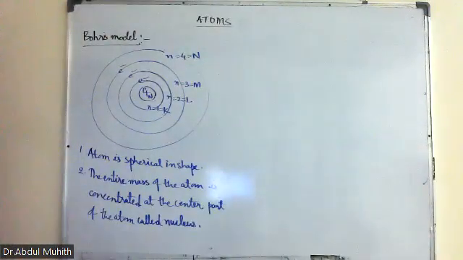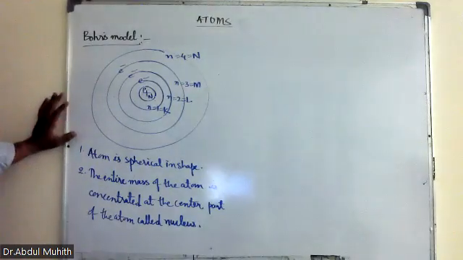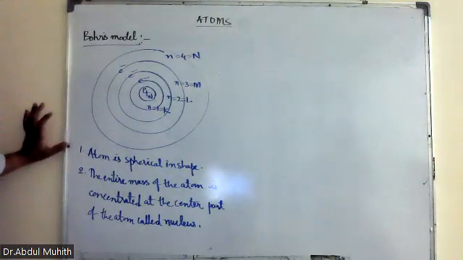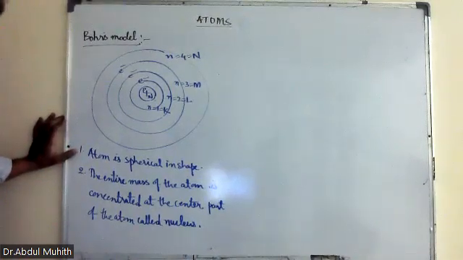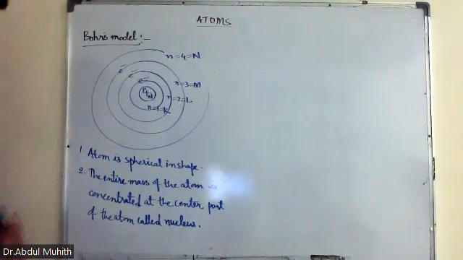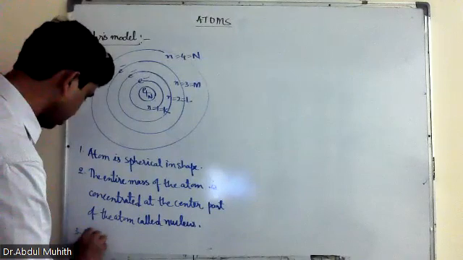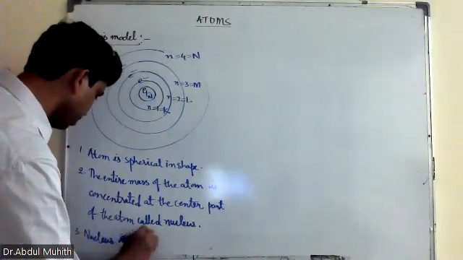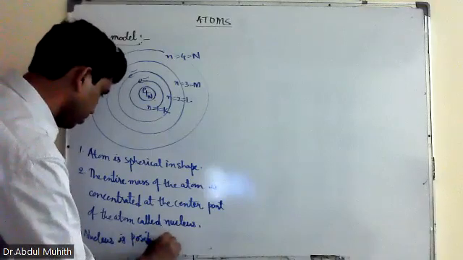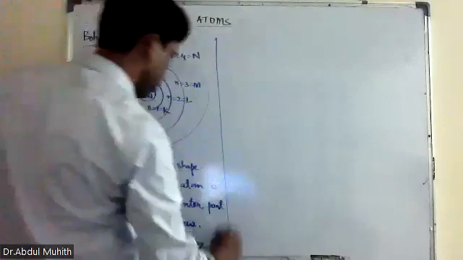So, in Bohr's postulates, we have our Bohr's model. He says that the atom is spherical in shape. The entire mass of the atom is concentrated at the center part of the atom called the nucleus. The nucleus is positive in charge.